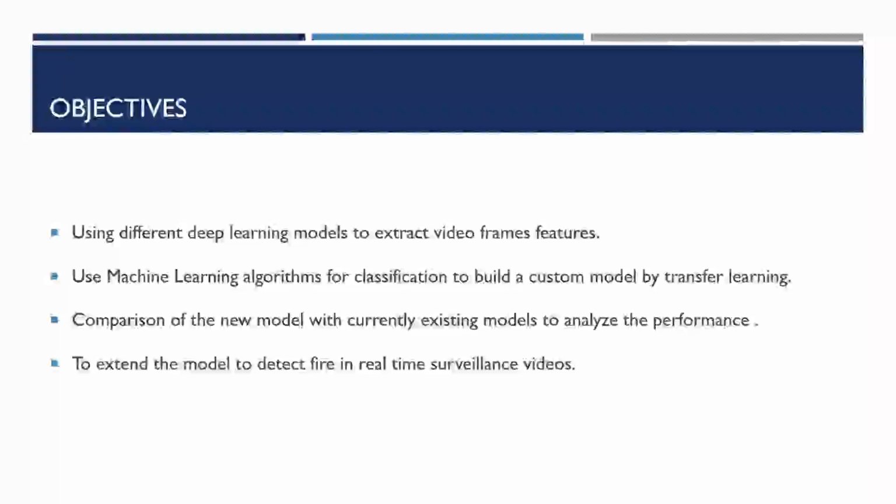Models such as ResNet 50, Inception ResNet V2, and Inception V3 are used for classification and comparison of the new model with currently existing models to analyze the performance, and to extend the model to detect fire in real-time surveillance video.